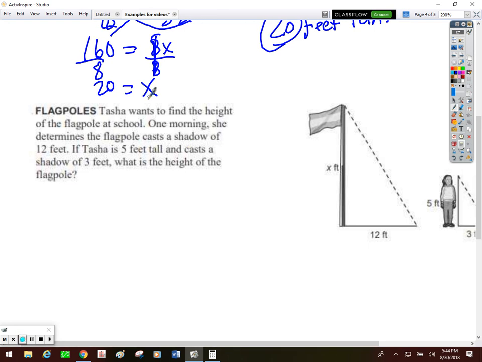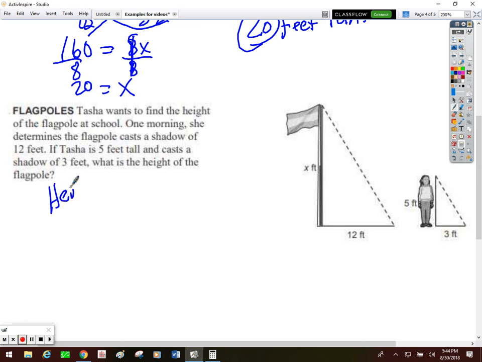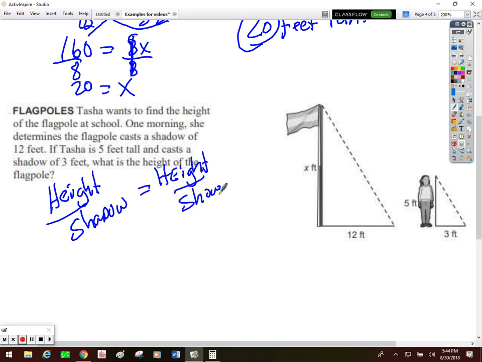So Tasha wants to find the height of the flagpole at the school. So that tells me there's my unknown right there. One morning she determines the flagpole casts a shadow of 12 feet. Well, we know Tasha is 5 feet tall and casts a shadow of 3 feet. So again, I'm going to go height over shadow is equal to height over shadow. So I'm using the pole's height and Tasha's height. So pole height over shadow is equal to Tasha's height over her shadow.